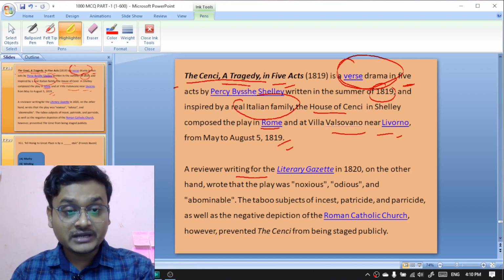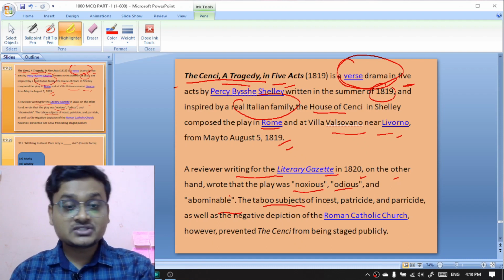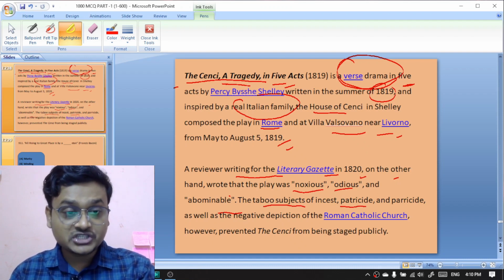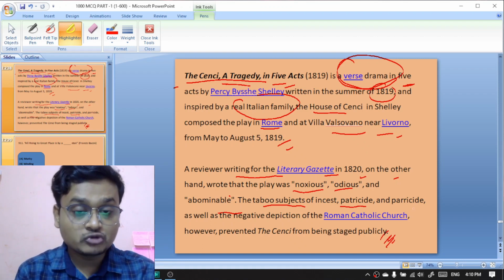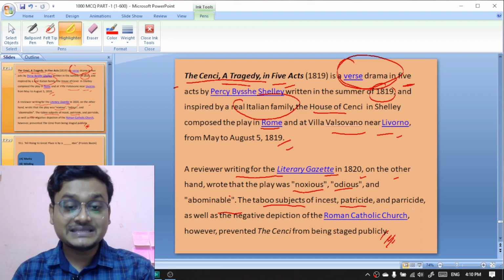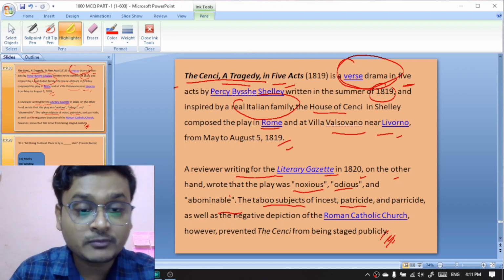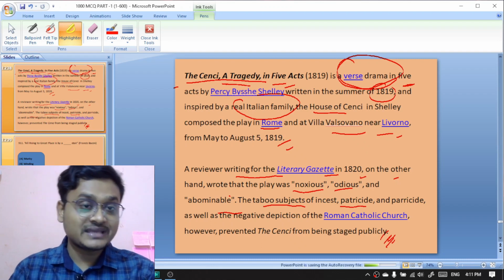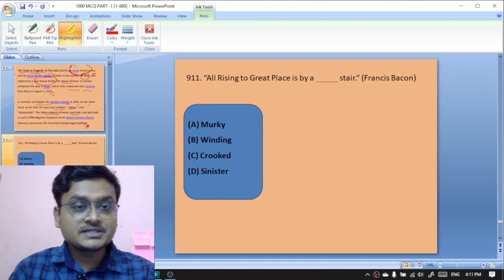A reviewer writing in the Literary Gazette in 1820, on the other hand, called the play obnoxious, odious, and abominable. The taboo subjects of incest and patricide, that is parricide, as well as the negative depiction of the Roman Catholic Church, prevented it from being staged publicly. That's why it was prevented from being staged publicly. So the work is The Cenci, a tragedy in 5 acts, 1819, by P.B. Shelley.